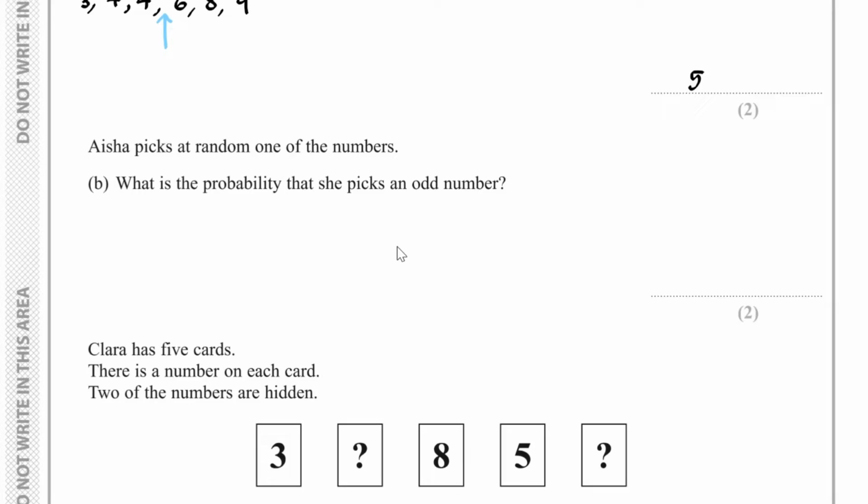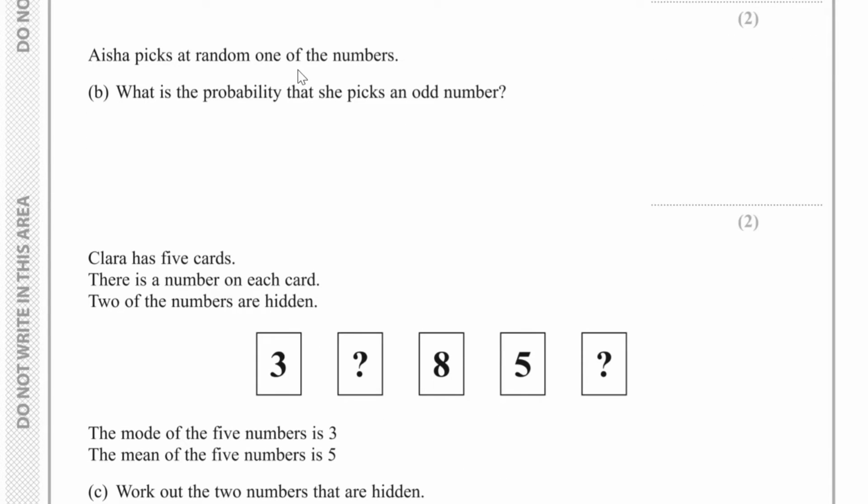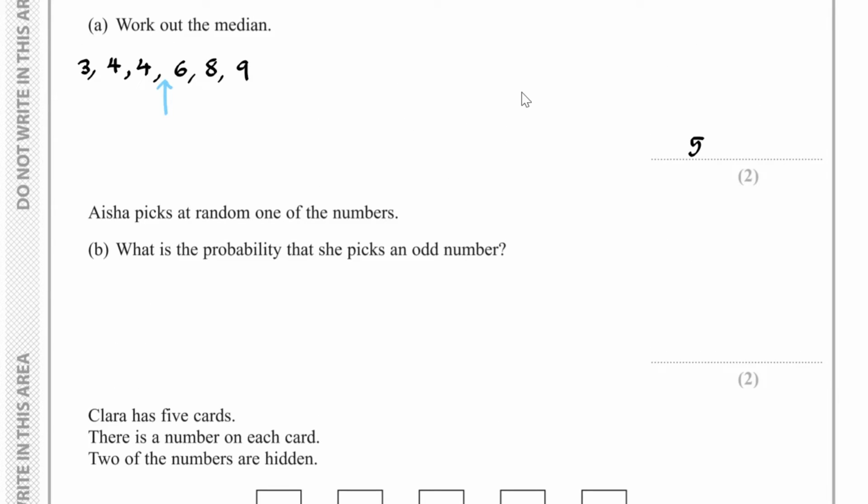And now for part B of the question, I should pick at random one of the numbers. What is the probability that she picks an odd number? Well, you can see over here we've got 6 numbers in total, and of those 6, the 3 is odd and the 9 is odd. So we have 2 numbers which are odd, and simplifying this fraction we get 1/3.